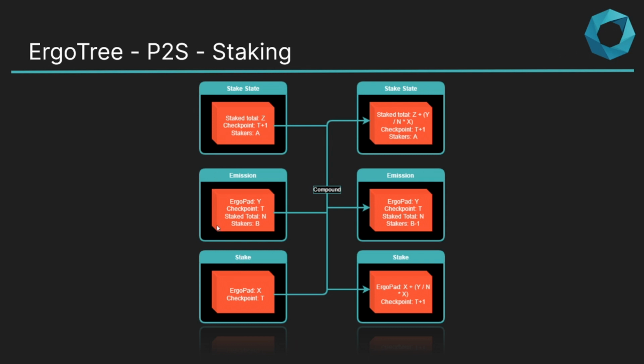Of course, that makes the logic a little bit more complicated, because we need to make sure that the values in the emission box and the stake state box are correct, no matter how many stake boxes we have in this transaction. Each stake box will want to ensure that it gets the correct reward and doesn't get cheated. An important bit here for the stake state is to ensure that there are no fake stake boxes trying to steal some of the ErgoPad tokens.